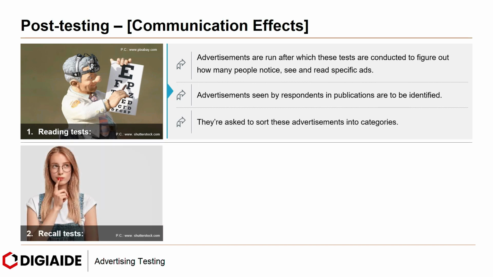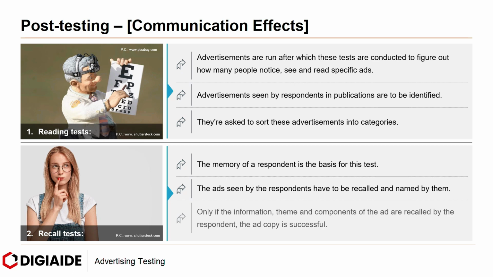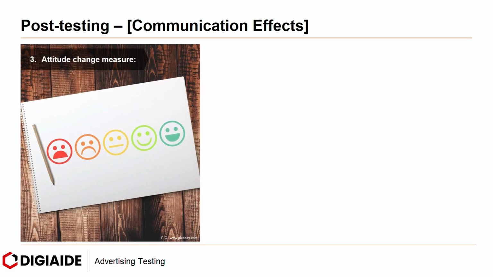Next comes the recall test. The memory of a respondent is the basis for this test. The ads seen by the respondents have to be recalled and named by them. Only if the information, theme, and components of the ad are recalled by the respondent is the ad copy successful. Moving on to the third, attitude change measure.